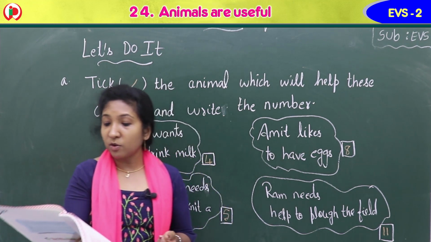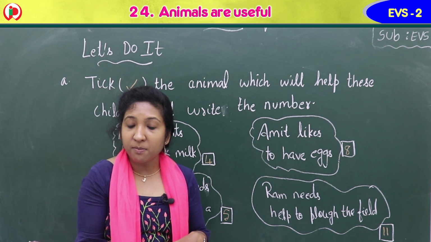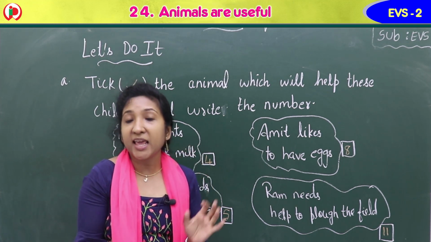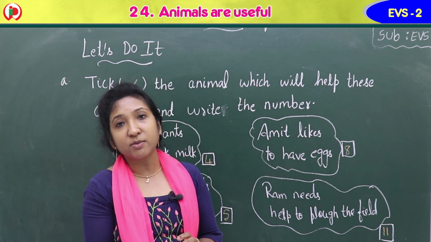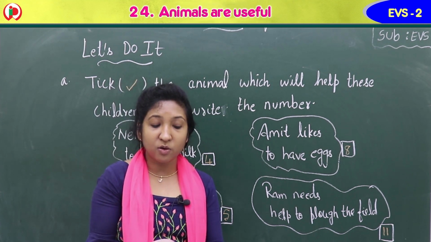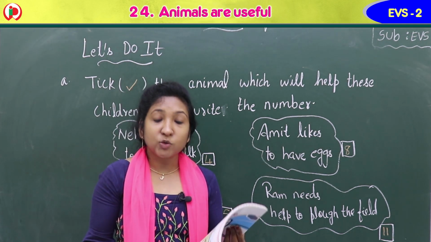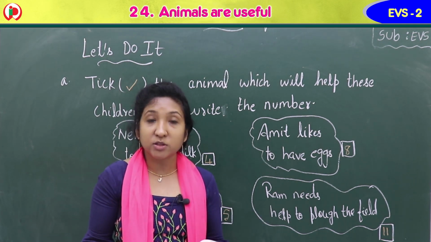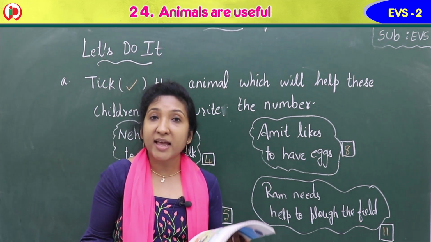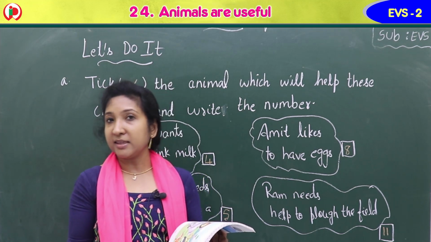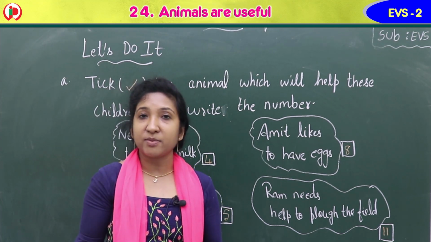Okay, yes, so you have to see the image, then identify the animal, then you have to write the names of the animals. Learn the spelling and write the names of the animal. Okay children, so we completed the workbook of lesson 24, animals are useful. Workbook exercises we completed. So go through the exercise well after reading the lesson. And you have to prepare well for your exams. Okay.